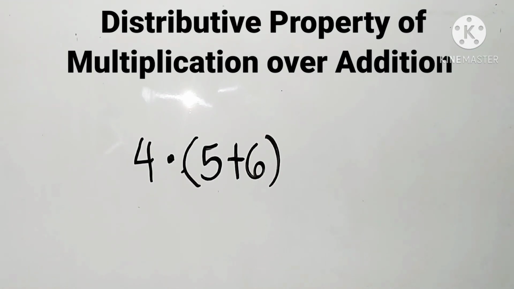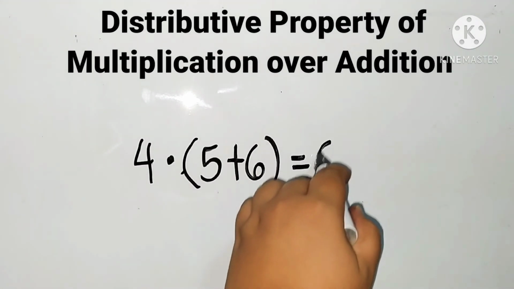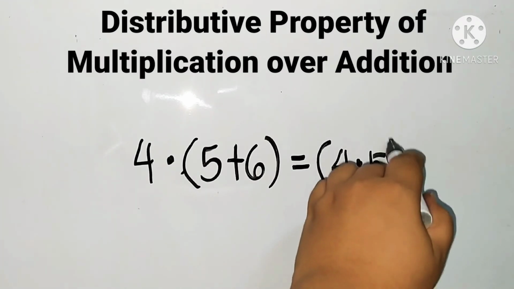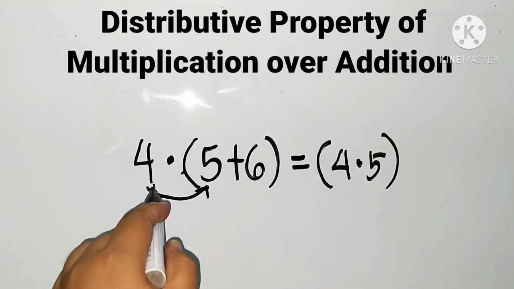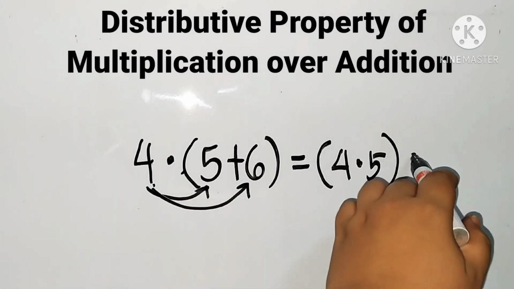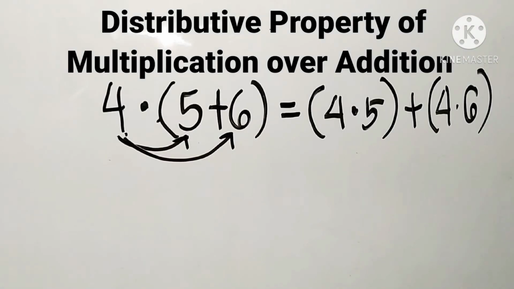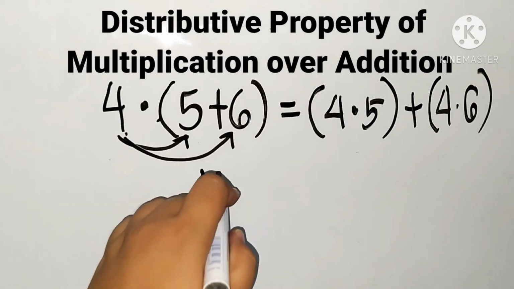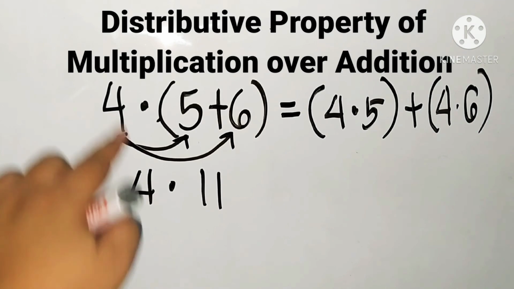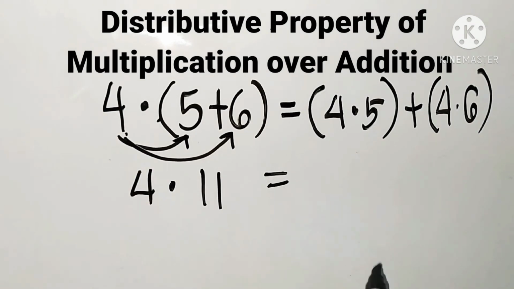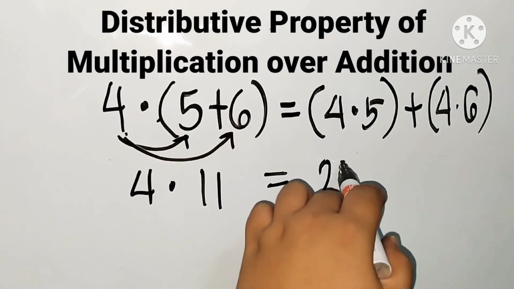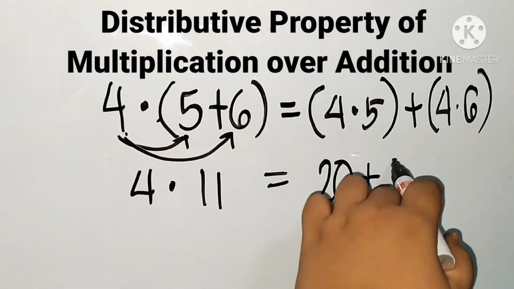Using DPMA, this will become 4 times 5. So, i-distribute nyo yung 4 kay 5 at saka yung 4 sa 6. So, and then plus 4 times 6. Now, i-check natin kung the same nga lang ba yung magiging result kapag ginamitan natin ng DPMA. Kagaya kanina, unahin natin yung mga nasa loob ng parentheses. 5 plus 6 is 11 times 4. So, copy 4 lang. Is it equal to 4 times 5 is 20 plus 4 times 6 is 24.